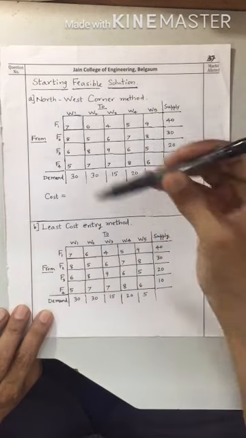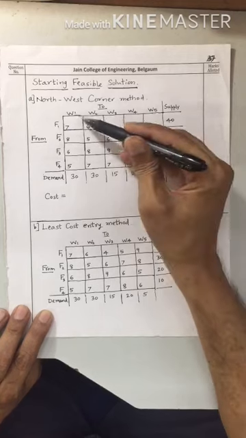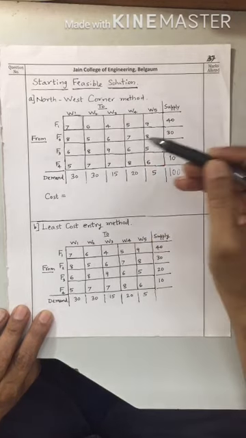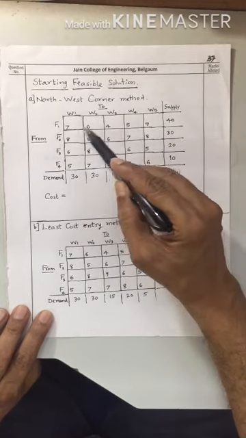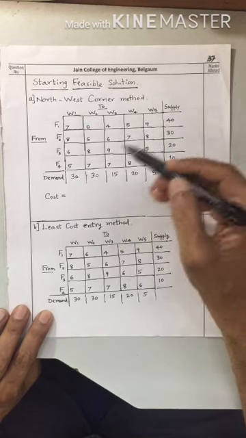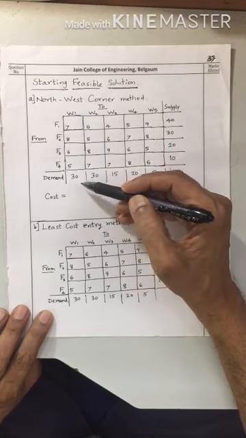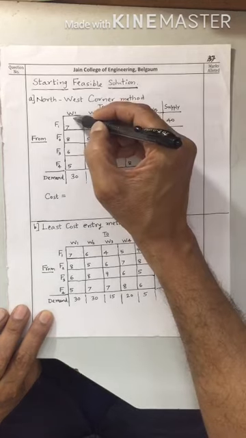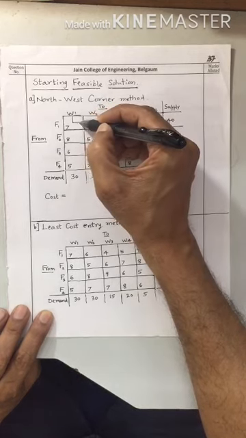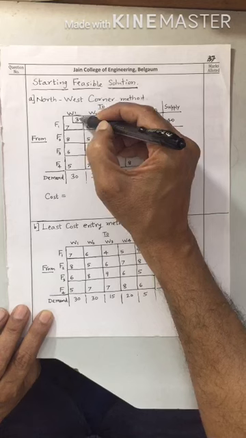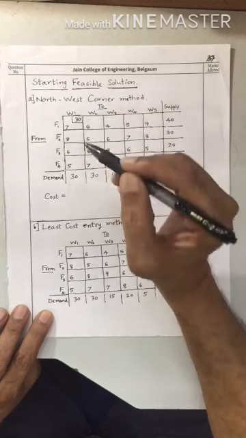Now I have chosen this cell because this is the cell at the northwest corner. Okay, now what is the corresponding supply? 40 units. And what is the corresponding demand? 30 units. Therefore, I choose the smaller of the two as X11 for this, and I write down 30. 30 is X11.